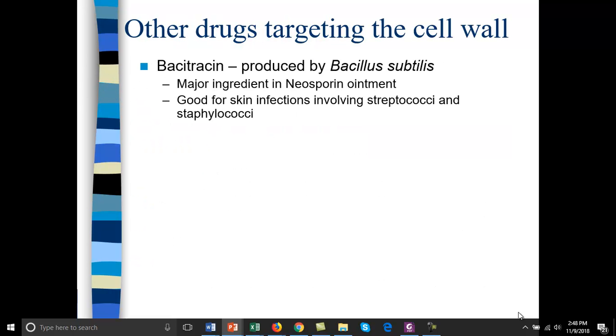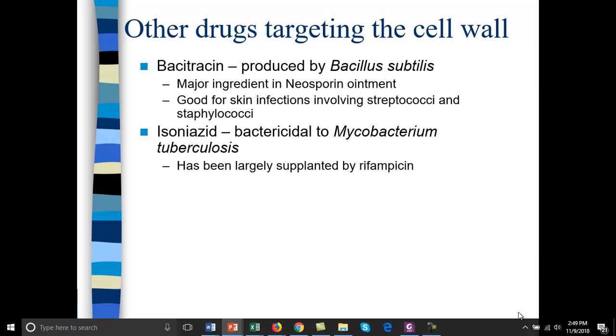Okay. Other drugs that target the cell wall include bacitracin, and interestingly enough, this is produced by good old Bacillus subtilis. And if you use Neosporin ointment, you're basically getting bacitracin treatment. And these are good for Streptococcus and Staphylococcus, and so they're used in ointment for skin infections.